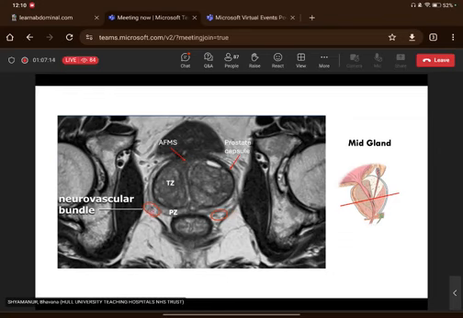Little low intensity structures at the posterolateral aspect of the gland represent the neurovascular bundles, all important structures when you're looking at cancer and where it's involving, and structures that it's involving. And don't forget the well-defined capsule around the prostate, which is also another thing that can be labeled.